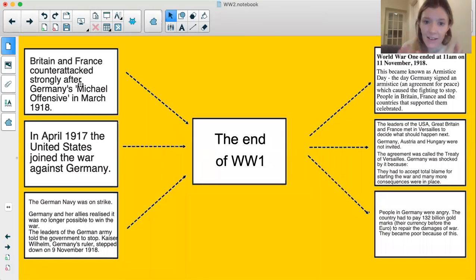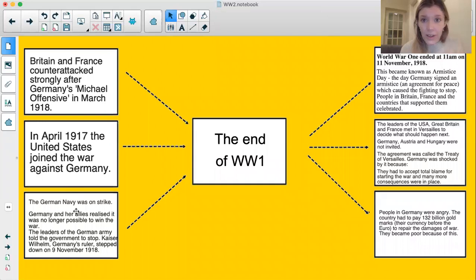Now we go to the end of World War One. So this is the second cause and effect map that you guys will be doing. So the causes of the end. Britain and France counterattacked strongly after Germany's Michael offensive in March 1918. In April 1917, the United States joined the war against Germany. They've got a huge army, very well funded.